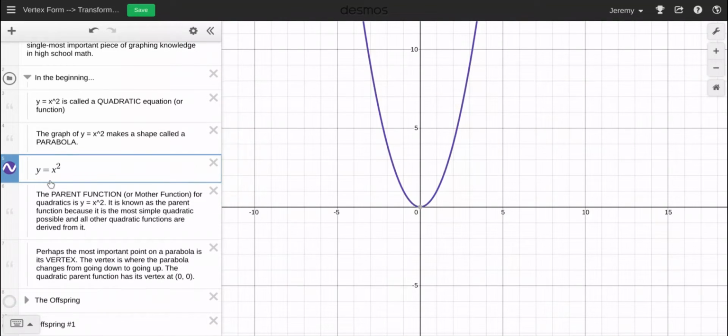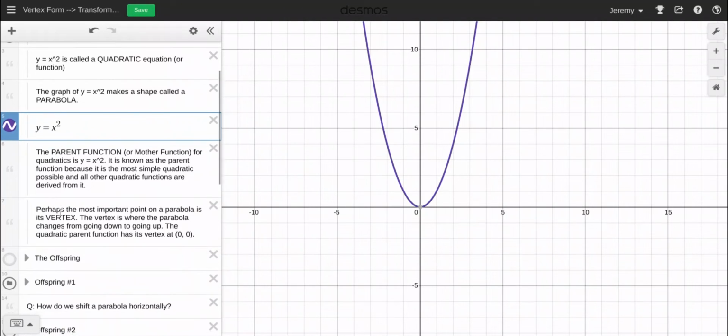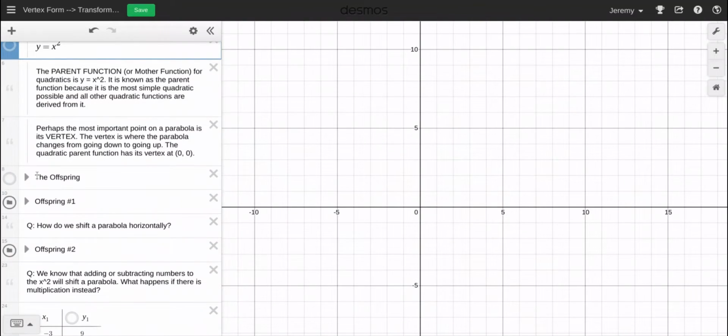And this function, y equals x squared, is called a parent function or a mother function. For all quadratic functions, the parent function is y equals x squared. It's known as the parent function because it's the most simple quadratic possible, and all other ones are derived from it. They're offspring. Perhaps the most important point on a parabola is the vertex at 0, 0. Okay, let's look at some offspring.